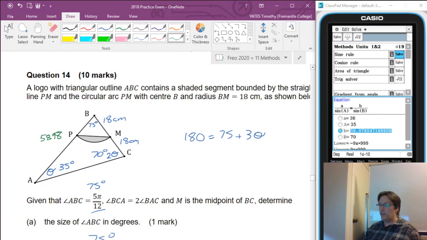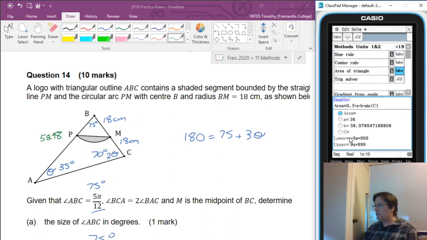So now we know 2 sides and the angle between them. So let's go to our area of triangle. They've dragged in that number there, so that's good. Oh, they've kept that one there as well. The angle at the top is 75. We can solve for the area, and it is 1025.